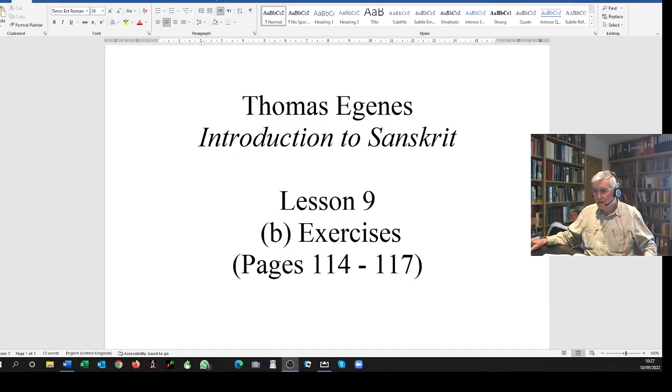Sorry, I didn't have that screenshot up, I don't think. This is just the introductory page. There we are. So exercise 1: put the correct sandhi for the following phrases.